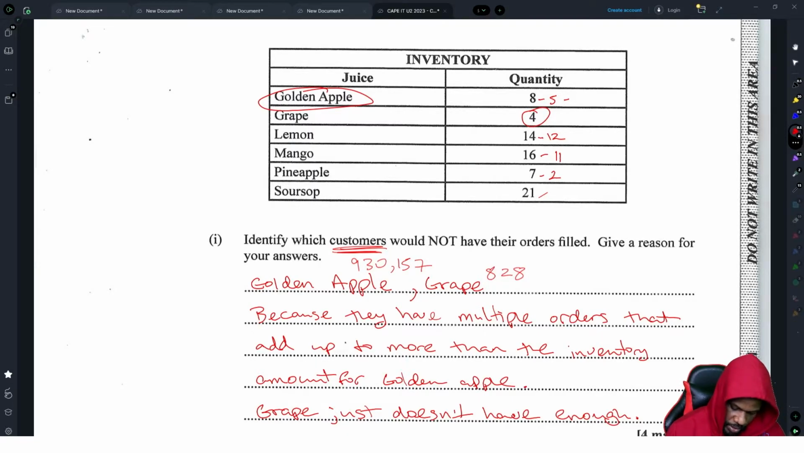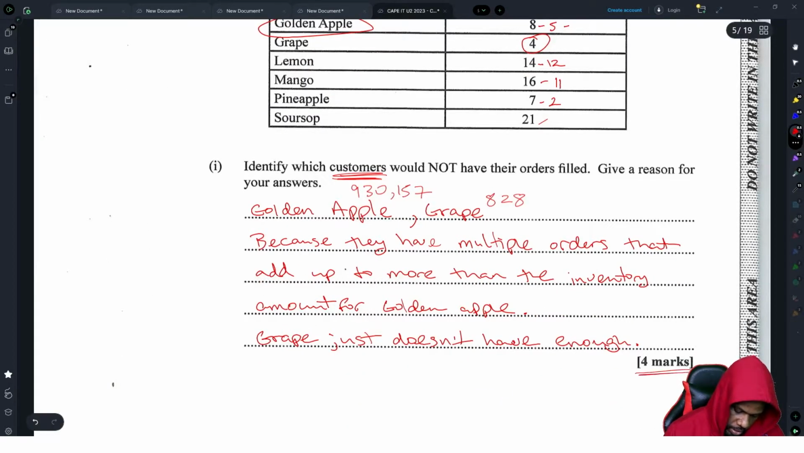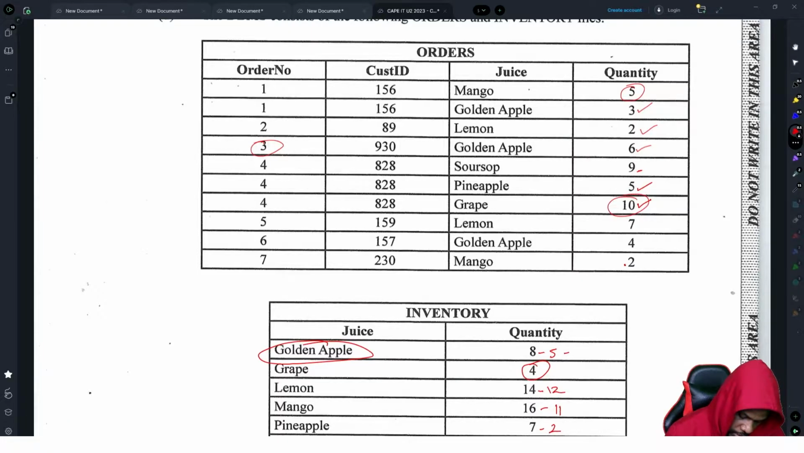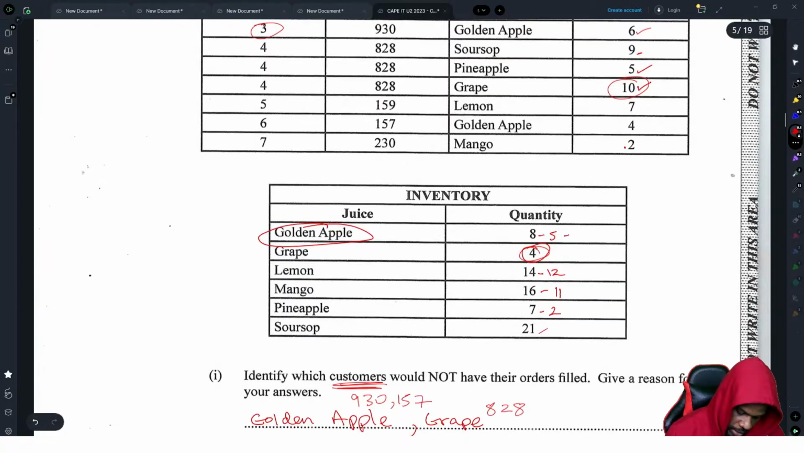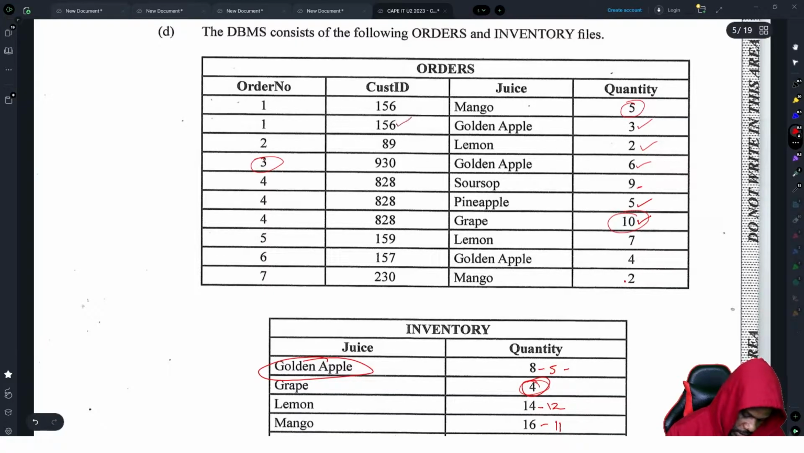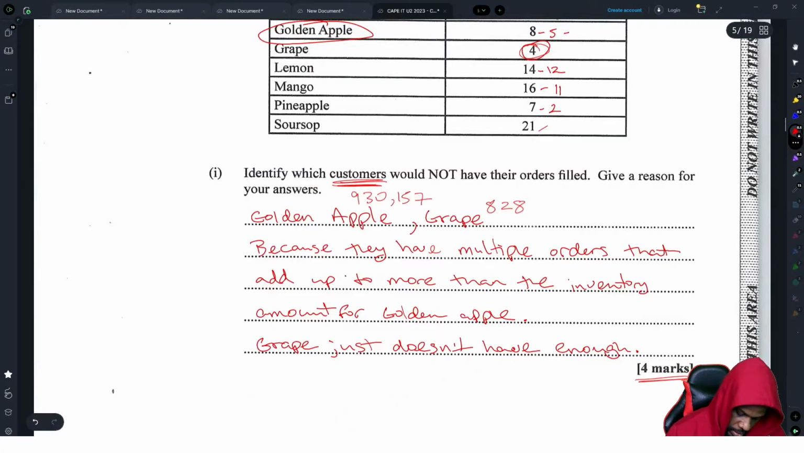But I suspect because it's 4 marks that they'll want you to explain the golden apple one in a little more detail, because they have multiple orders that add up to more. But the grape one is a straight case. The grape amount is 10, but you only have 4 grapes. So that one is easy to explain. But for the golden apple, you're trying to show that customer 156 gets their own, but customer 930 will have a problem, and then customer 157 will have a problem, because of the addition, the maths.